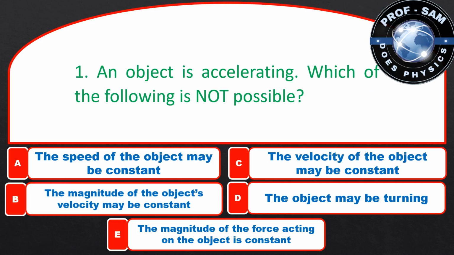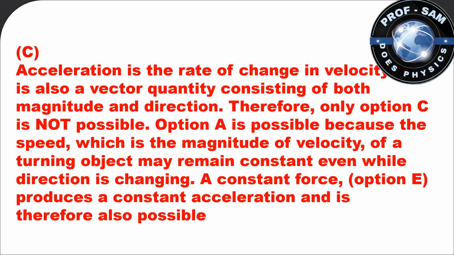So the most correct option here is option C. The reason being that the velocity of the object would be constant or may be constant. Don't forget, acceleration is a vector quantity that has both magnitude and direction. So option C will not be possible, option A will not be possible, and option E will not be possible. So the most correct option here is option C.